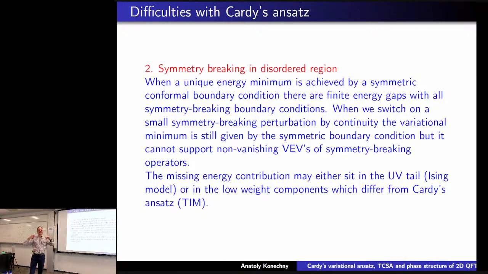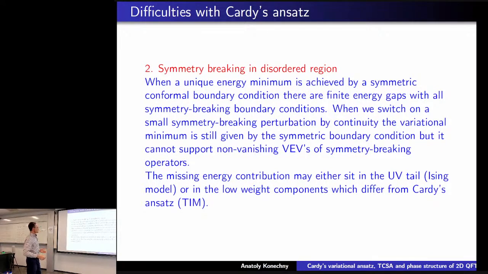Now if I switch on a small bulk symmetry breaking perturbation, then if it's very small, still the symmetry preserving boundary condition will be winning. It will have the lowest energy. That's a problem because once I break the symmetry, I expect nonzero expectation values of the symmetry breaking operators, and I won't see them. So something needs to be done.